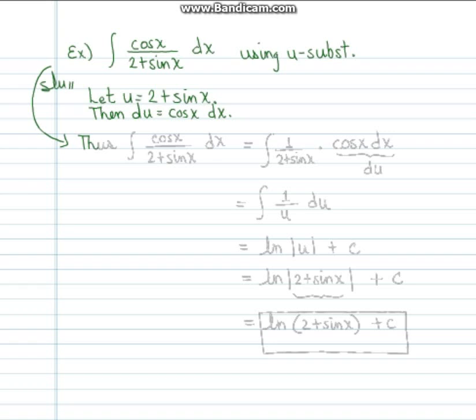Thus, the integral of cosine x over 2 plus sine x dx is equal to the integral of, well, let's see, we would move the cosine x out to the back, just to make it clear what we're doing here. The cosine x dx would be at the back. That makes this entire portion du. And the remaining material will stay in the front.